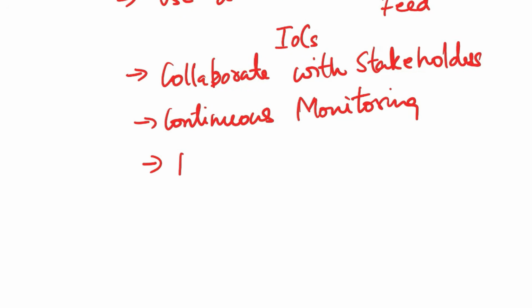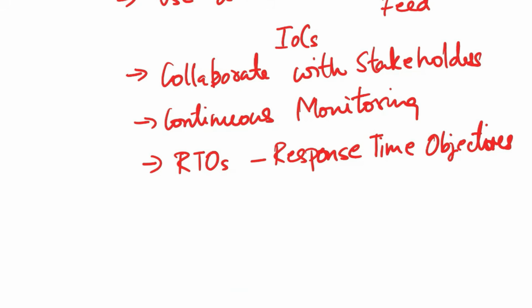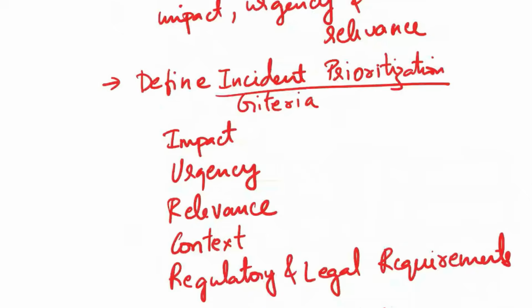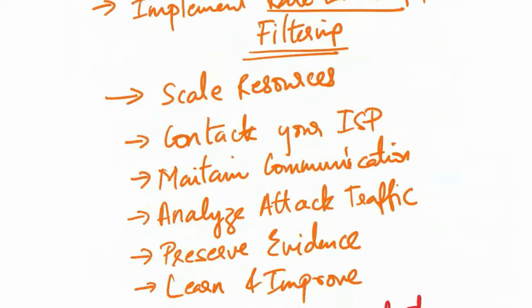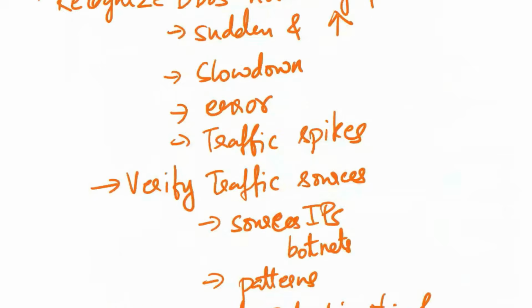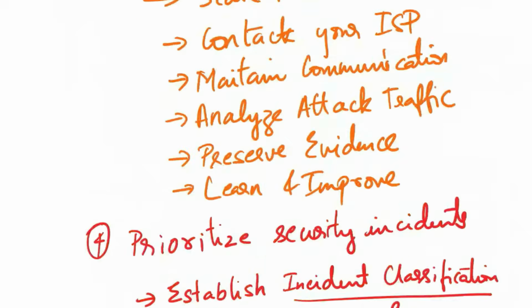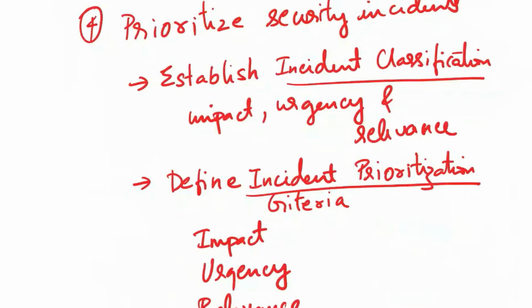Then there is also something called RTOs. It stands for response time objectives. That is, define RTOs for different incident priority levels. This helps ensure that incidents are addressed within appropriate time frames based on their severity. That is, an incident that is marked as critical or high should be resolved under 90 minutes, or if it is low, it should be resolved under 24 hours, something like that.